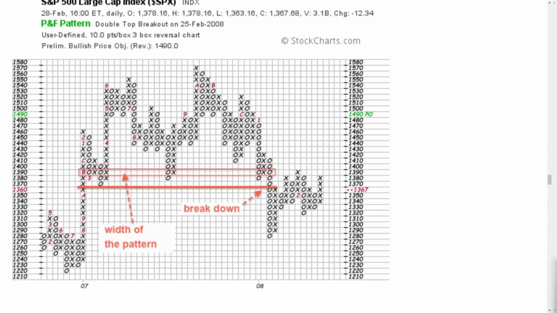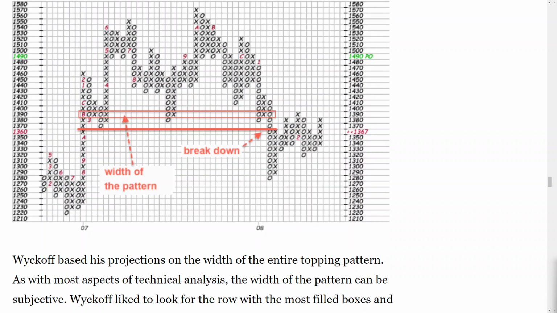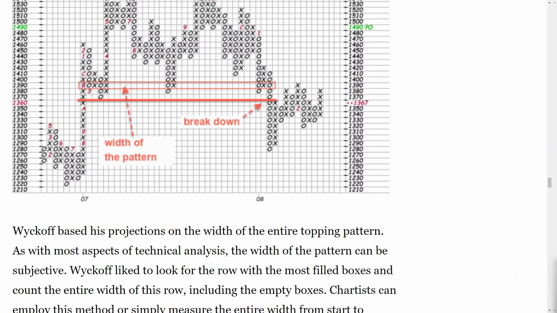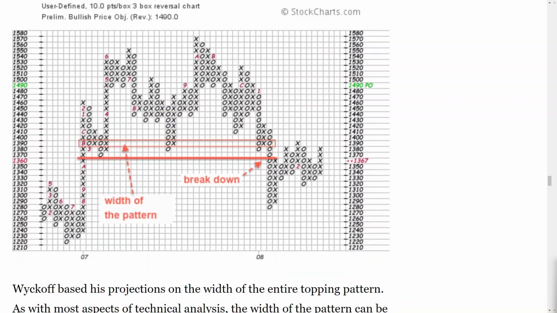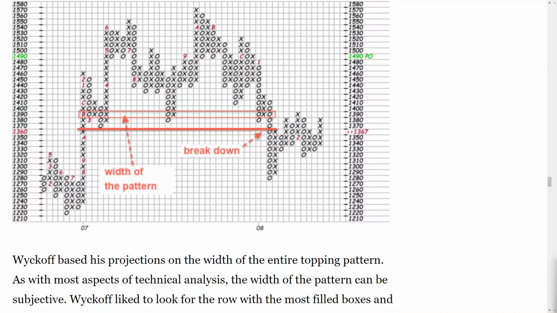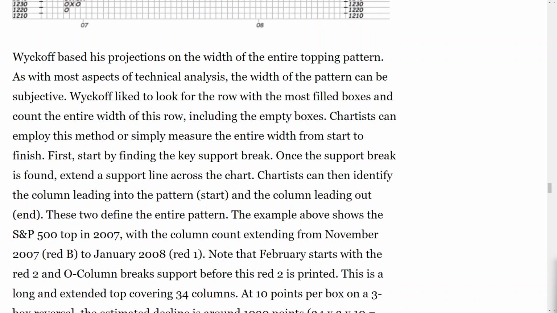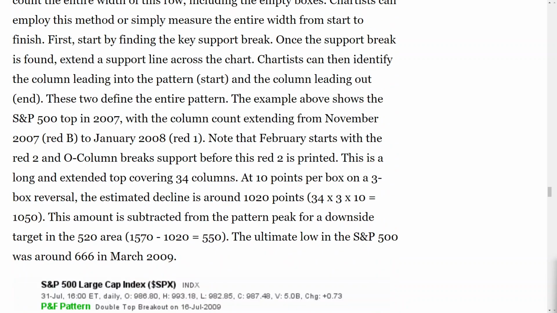Wyckoff based his projections on the width of the entire topping pattern. As with most aspects of technical analysis, the width of the pattern can be subjective. Wyckoff liked to look for the row with the most filled boxes and count the entire width of this row, including the empty boxes. Chartists can employ this method or simply measure the entire width from start to finish. First, start by finding the key support break. Once the support break is found, extend a support line across the chart. Chartists can then identify the column leading into the pattern, start, and the column leading out, end. These two define the entire pattern.